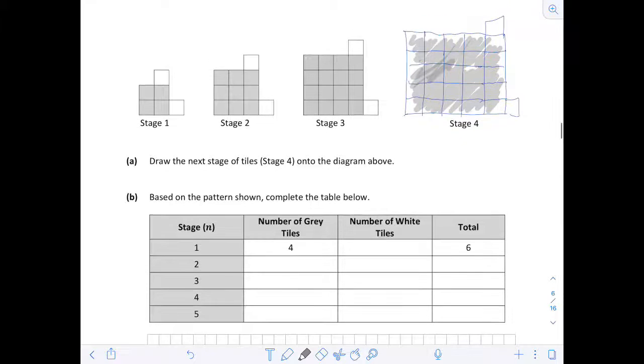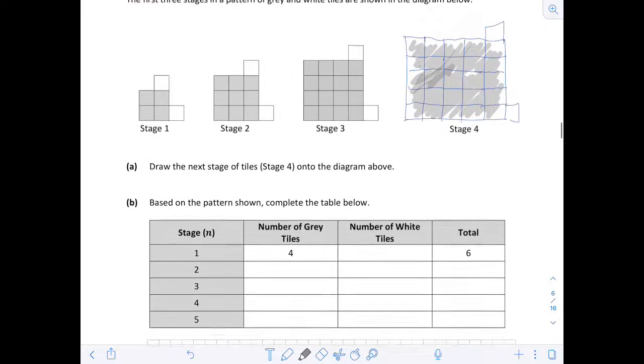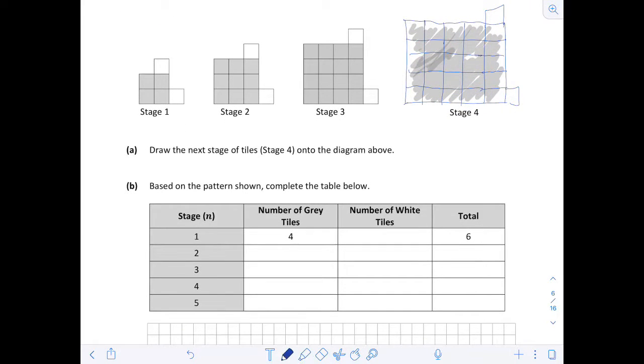Based on the pattern shown, complete the table below. Okay, so number of grey tiles. Well, we have 2 by 2, 3 by 3, 4 by 4, 5 by 5, so in stage 4 we're going to have 25. And we're going to have 16. And we're going to have 9. And this one here is going to be 6 by 6, so it's going to be 36.